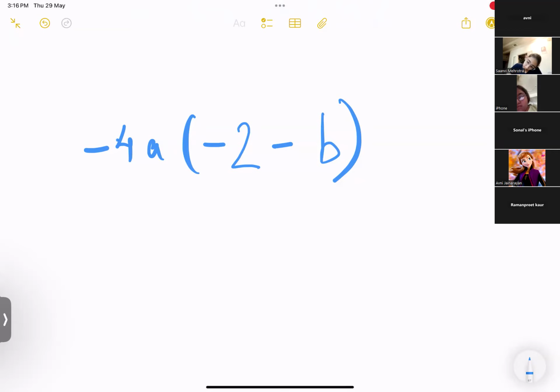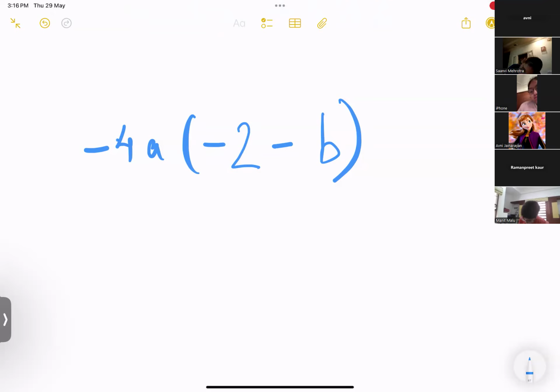Next step, when you open the bracket, you make your own bracket because you are multiplying minus 4A times minus 2. So there are multiple symbols, multiple operations. You know, there would be a minus also, and then there will be multiplication also. I want you to put brackets.